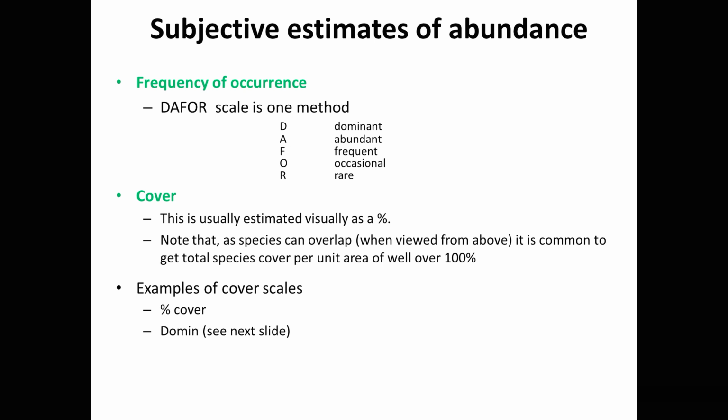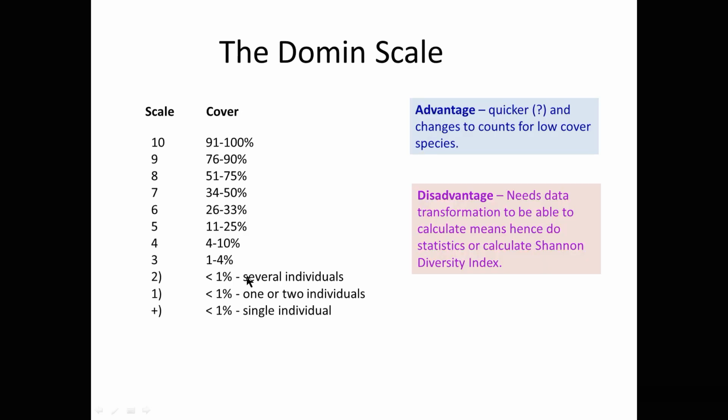The alternative that often people do use is the Domin scale, and I'll show you that here. So instead of thinking about whether you've got, you know, your 51 or your 60 or your 65 or your 75, it's all Domin scale 8. And then at the fine end, it divides out. So when you've got less than 1% cover, it divides out into one or two or several individuals. And it's especially this fine end here that people like, and the fact that this is supposedly quicker because you just do a big old grouping. So an advantage is that it's quicker and it gives you a little bit of a standard differentiation between different species, between different levels of cover at the fine end.